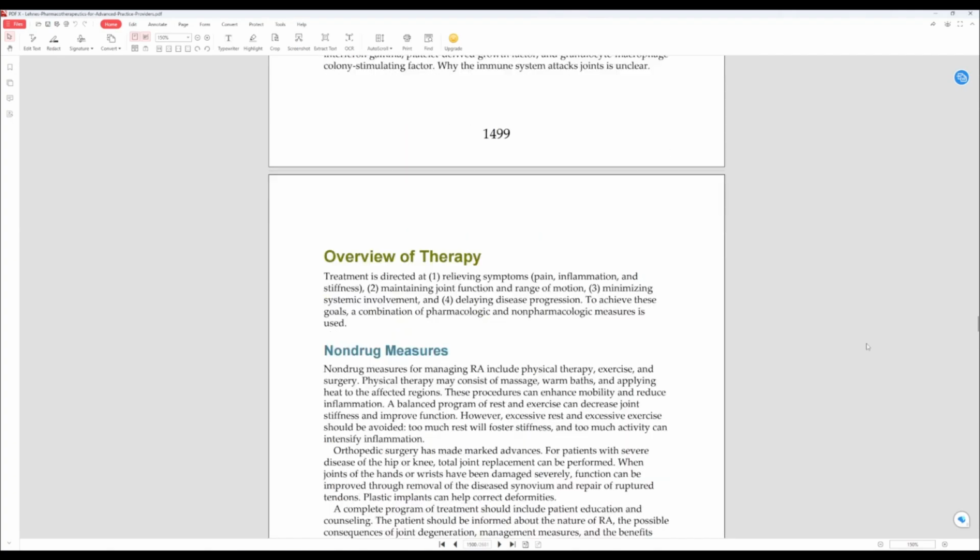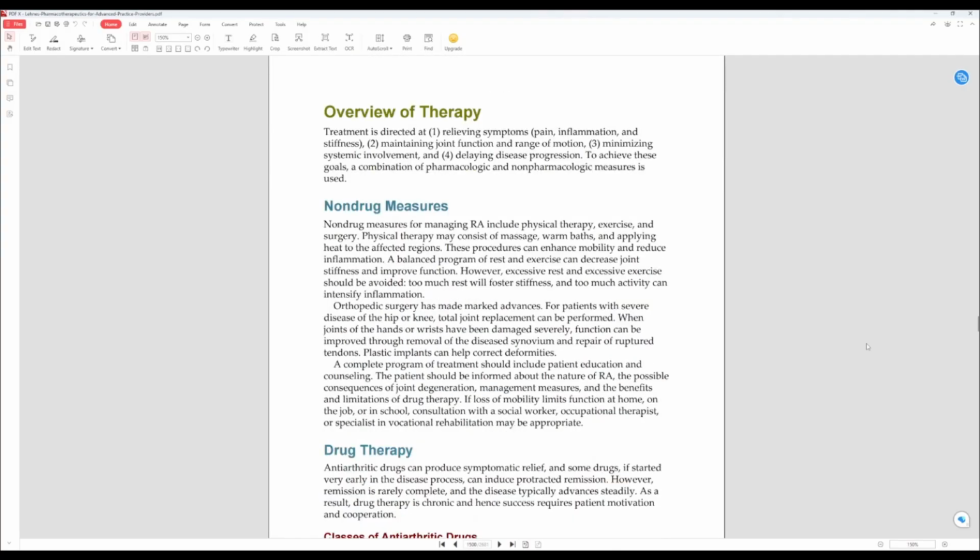The overview on therapy. Treatment is directed at, first, relieving symptoms of pain, inflammation, and stiffness. Second, maintaining joint function and range of motion. Third, minimizing systemic involvement. Fourth, delaying the disease progression. To achieve these goals, a combination of pharmacologic and non-pharmacologic measures are used.